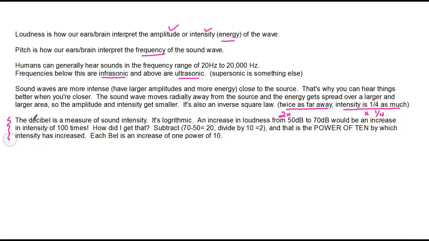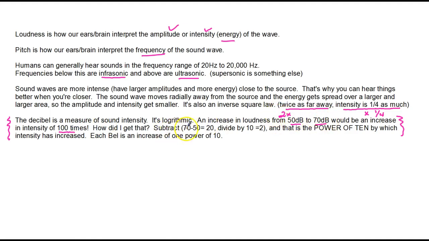Okay, this may or may not show up for you on a test or a quiz. A decibel is a measure of sound intensity. It's a logarithmic scale. An increase in loudness from 50 decibels to 70 decibels would be an increase of intensity of 100 times. So the sound is actually 100 times louder if you go from 50 decibels to 70 decibels.